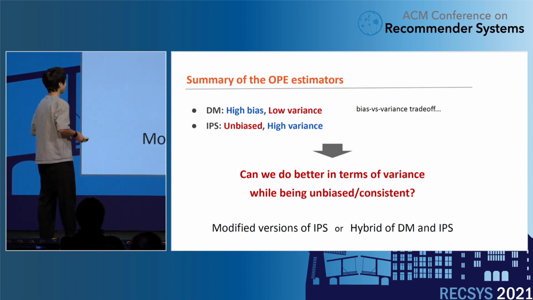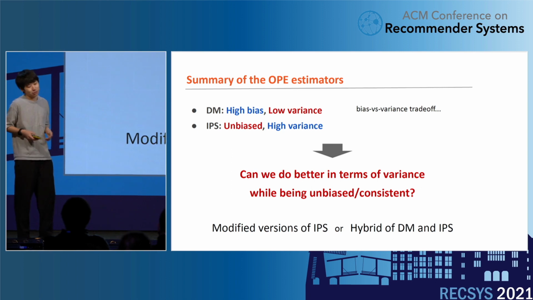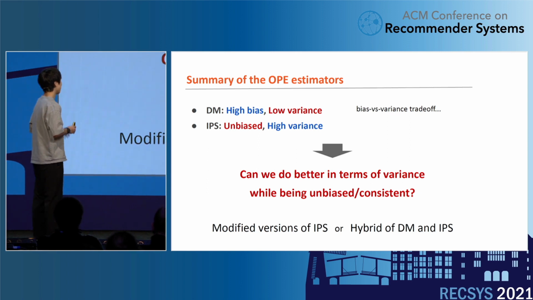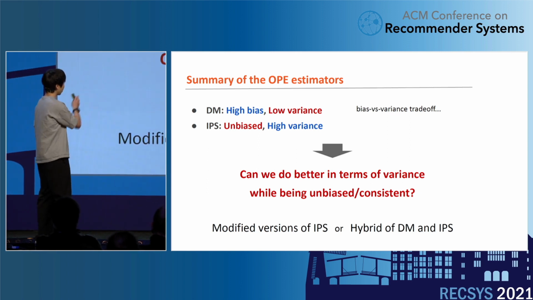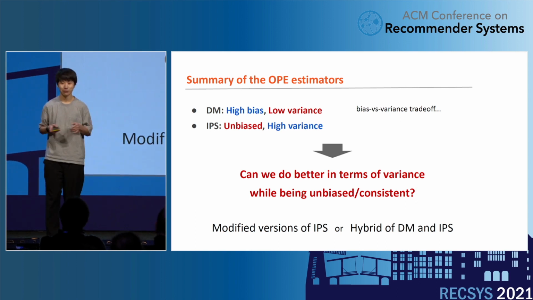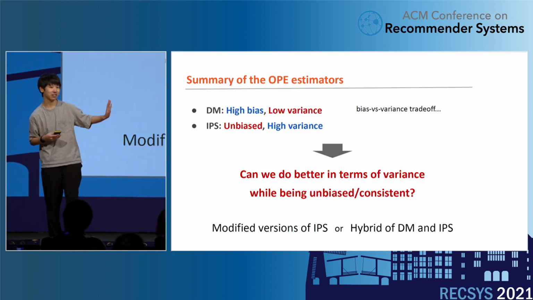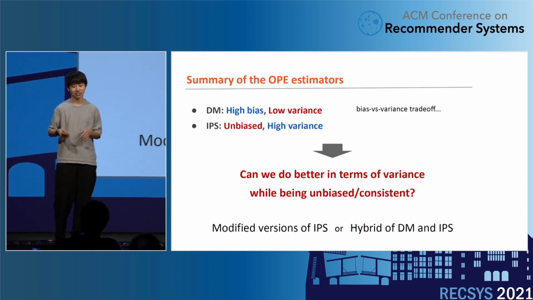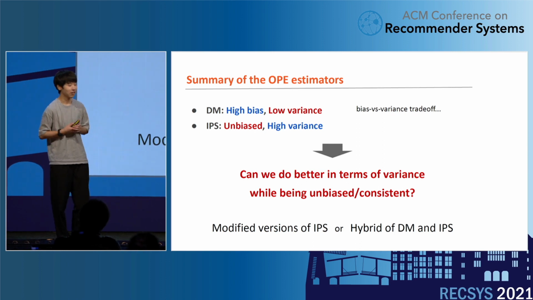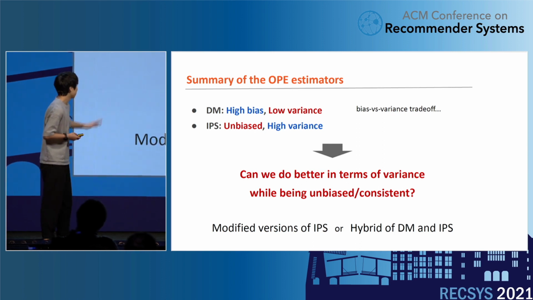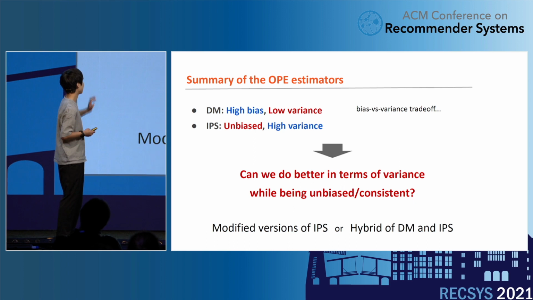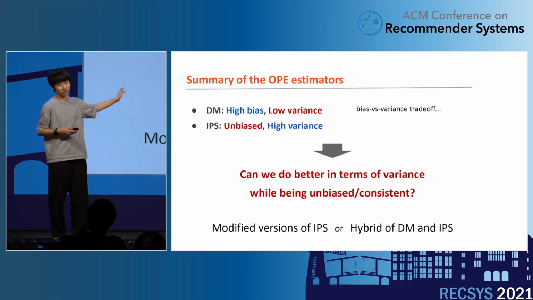The main motivation of many researchers in the past decade is that we want to do better, especially in terms of variance, while being unbiased and consistent. Consistency means that if we have an infinite sample of data, we can know the true policy value if we're using a consistent estimator. So consistency or unbiasedness is just a necessary condition to be a good off-policy estimator. The main strategy here is to reduce the variance of the IPS estimator because it is already unbiased and consistent.